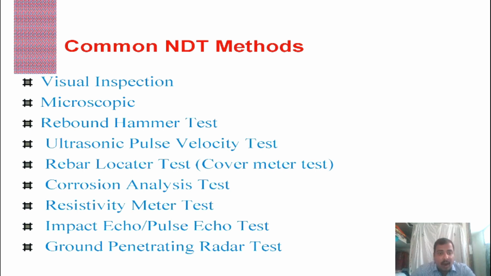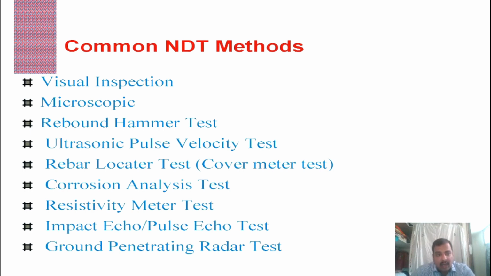Now the next one is the rebound hammer test. It was developed by Schmidt, so it is sometimes called the Schmidt rebound hammer test, and it is basically used to evaluate the surface hardness of the concrete. It gives only the surface hardness of concrete, but by using a correlated graph with strength, we can find out the indirect compressive strength of the concrete specimens.